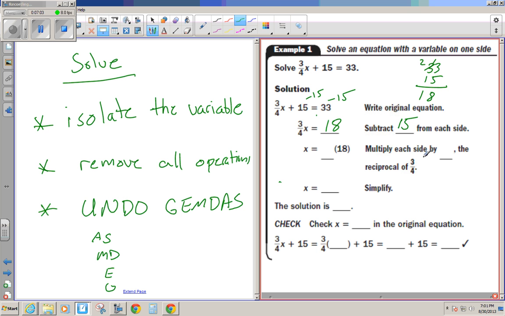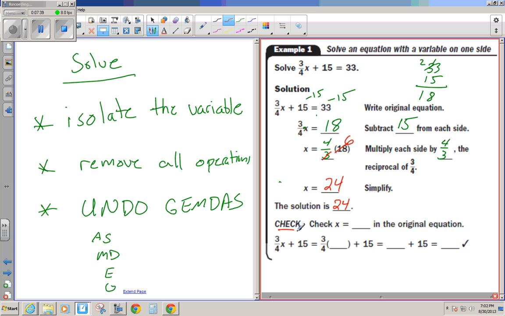Now, multiply each side by blank, the reciprocal of 3/4. All right? 3/4. You're multiplying by 3 and dividing by 3. We're undoing this multiplication right here. So you multiply 18 by 4/3. And when you calculate this, 3 reduces with 18 like that. 4 times 6 is 24. So the solution should be 24.